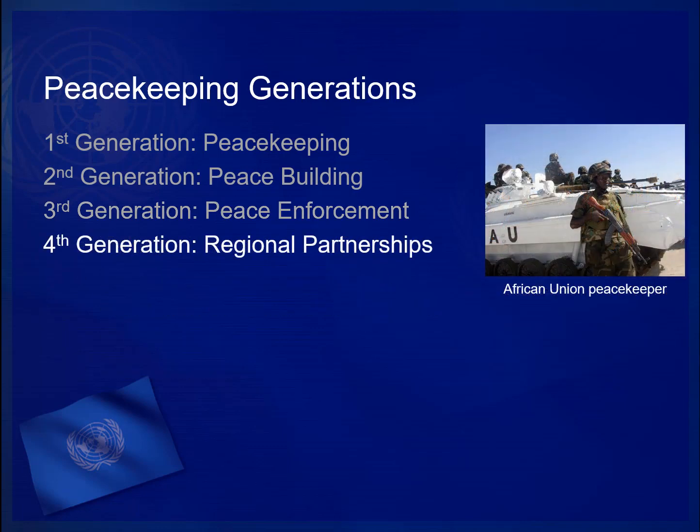Finally, fourth-generation peacekeeping operations partner with regional organizations like the European Union, the North Atlantic Treaty Organization, or the African Union in pursuit of peace. Examples here might include operations in Bosnia, where the UN worked with NATO, or more currently in Darfur and Mali, where the African Union is an active participant in peacekeeping operations.